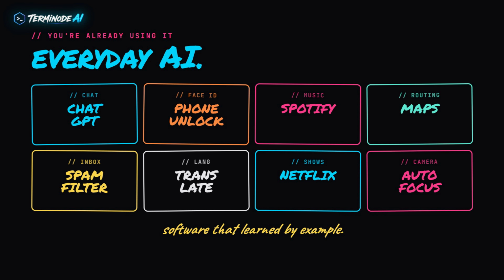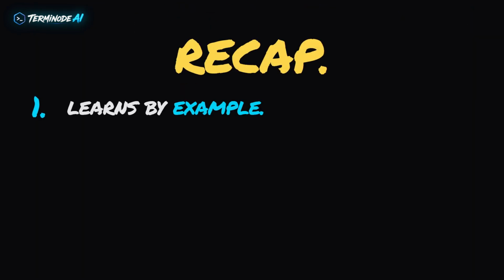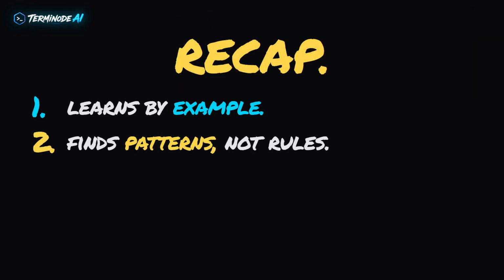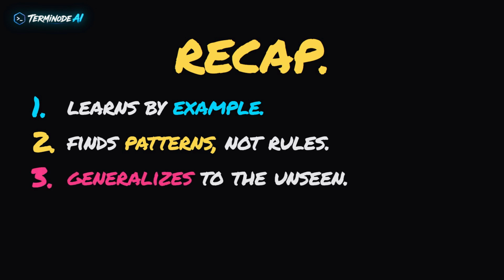Here is the wild part. You have been using AI every single day without realizing. ChatGPT writes, your phone unlocks with Face ID. Spotify picks your next song. Google Maps reroutes around traffic. Your inbox filters spam. Google Translate understands you. Netflix recommends shows. Amazon predicts what you will buy. Your camera autofocuses on faces. Every single one of those is AI, software that learned by example.